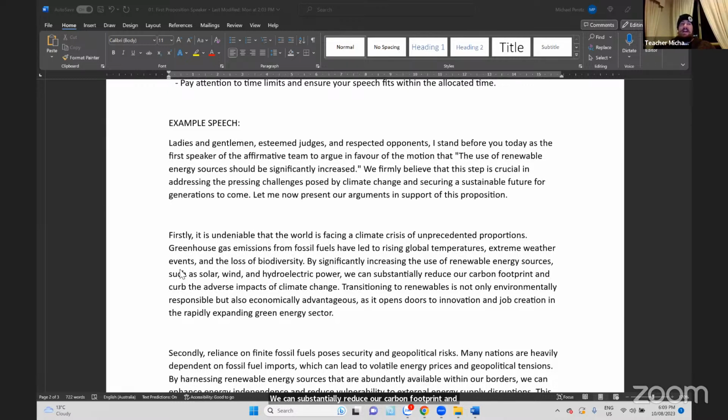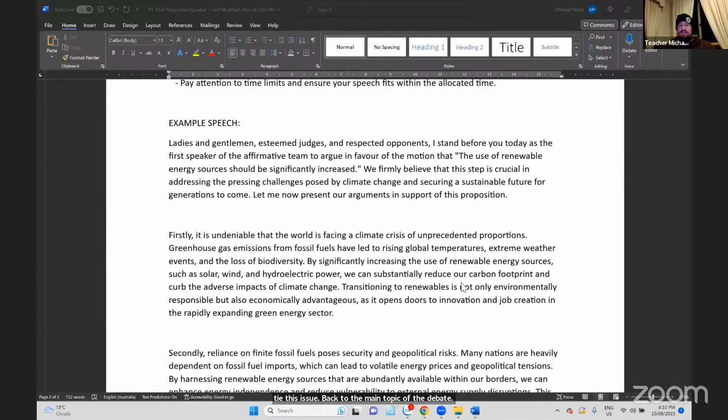So again, in this speech, we're using examples as evidence here. So we're suggesting solutions, the types of renewable energy that we can use. And then we finish up with our linking sentence. So we tie this issue back to the main topic of the debate.